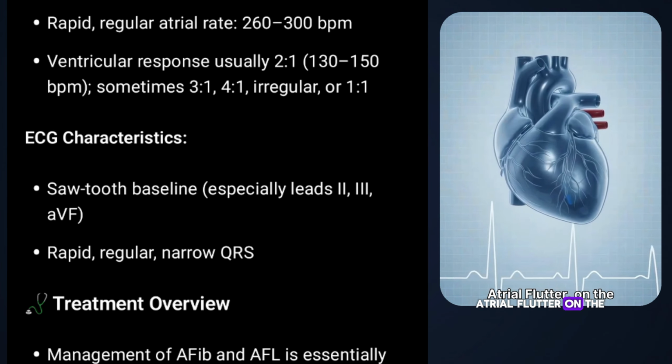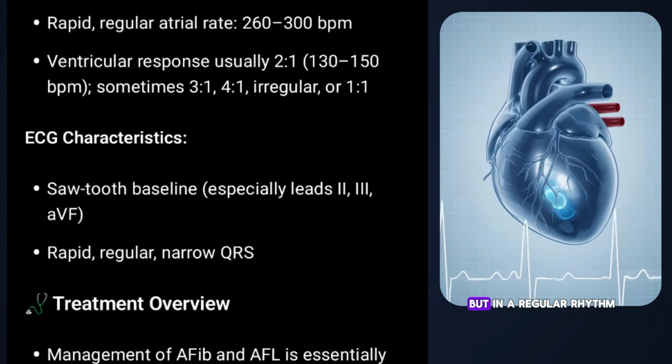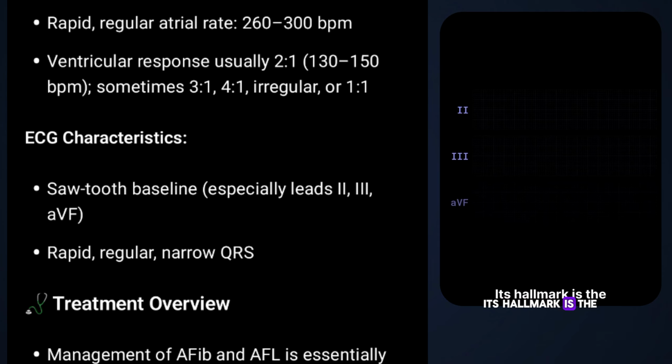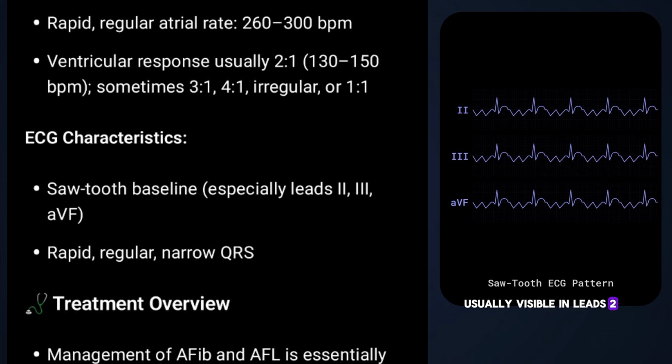Atrial flutter, on the other hand, is more organized. The atria beat rapidly, but in a regular rhythm, creating a predictable pattern. Its hallmark is the sawtooth ECG waveform, usually visible in leads 2, 3, and aVF. Ventricular response is typically regular, often in a 2-to-1 ratio.